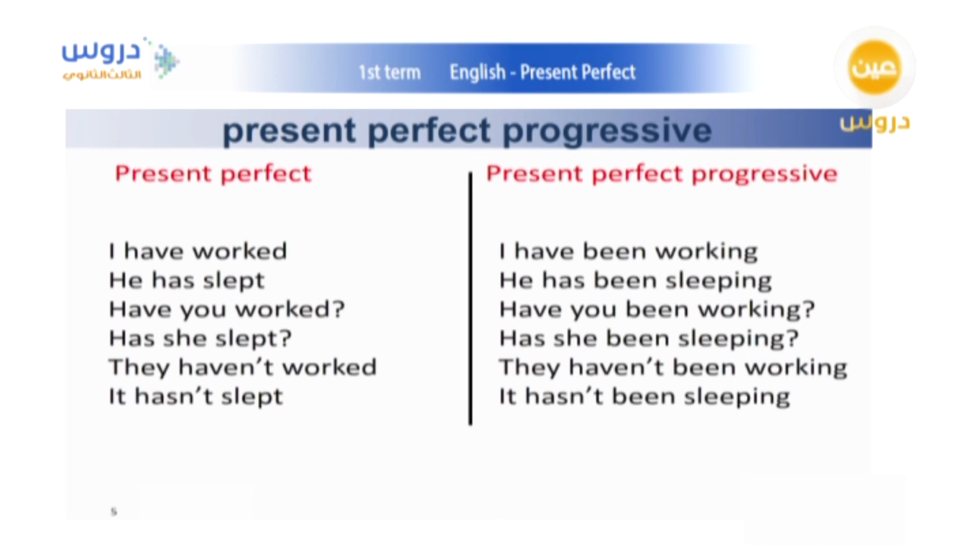So the present perfect progressive, the form is have slash has plus been plus ing.